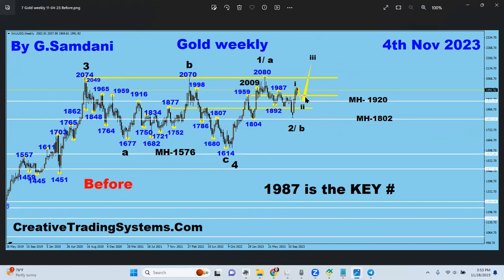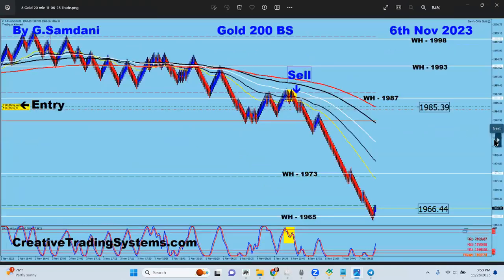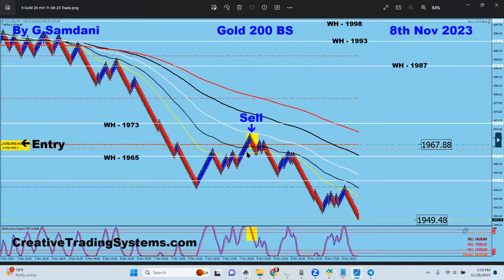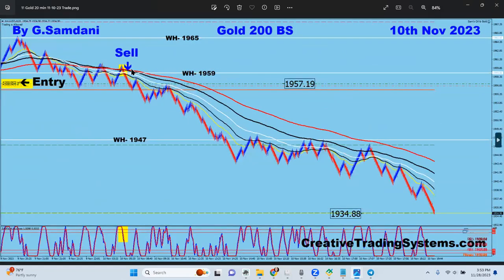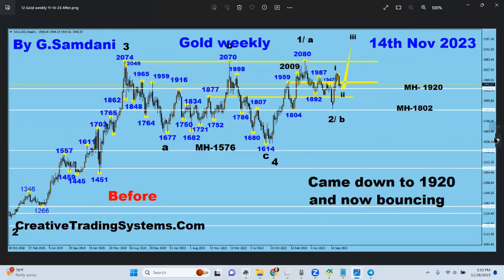So it just started to come down, and I got a couple of shorts here, like this one from 1987 straight down to 1965. And there's another one from 1967 to 1949. And then you can see that halfway there is 1959. And then another short all the way to 1934. And that's where we came and hit 1920.